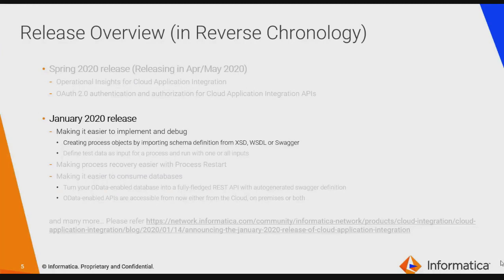I'll now move on to January 2020 release features. The first one being creating process objects by importing schema definition from XSD, WSDL, or Swagger. All of us are familiar with the process objects in Cloud App Integration. Cloud App Integration lets you define complex data types using process objects. So process objects serve as a template or the metadata for a complex data type.